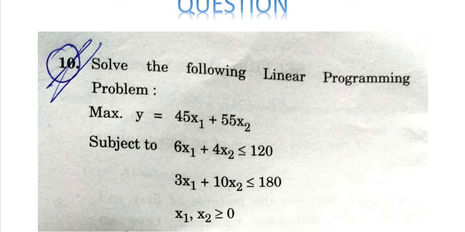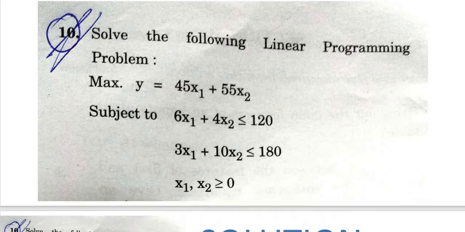Here our question is, we have to solve the following linear programming problem. Maximize y equals 45x1 plus 55x2 subject to 6x1 plus 4x2 is less than or equal to 120, 3x1 plus 10x2 is less than or equal to 180, and x1 and x2 must be greater than or equal to 0. Let's proceed to the solution. How to solve it?